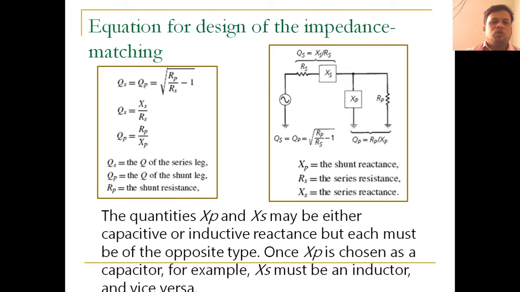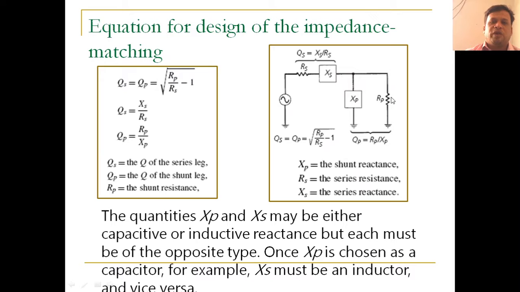Therefore Qs is the Q of the series leg, Qp is the Q of the shunt leg, and Rp is the shunt resistance. Now by seeing this figure, we see that the impedance has been matched. The source is kept here, Rs is the source resistance and Xs is the reactance. After keeping Rs and Xs, this Xp is kept as reactance and Rp is the load resistance.